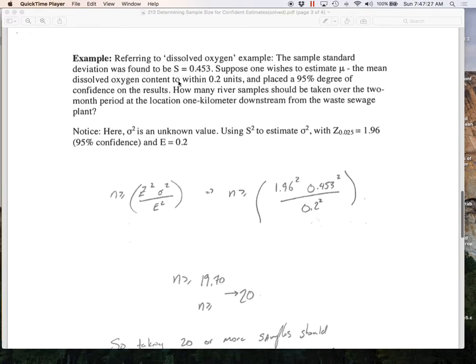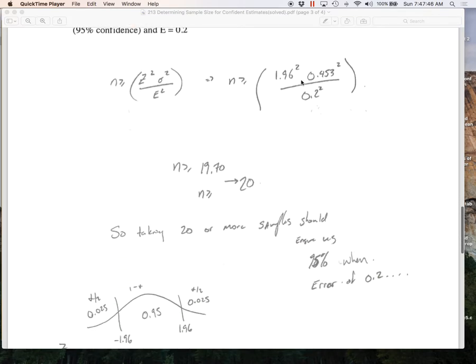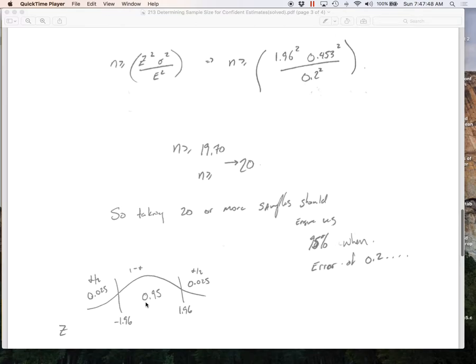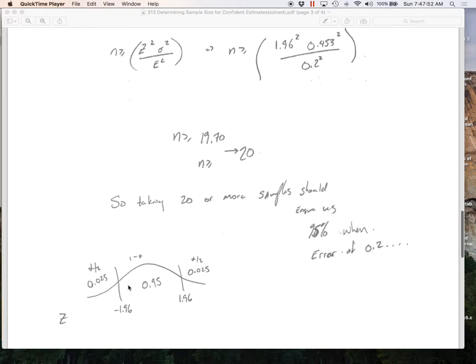Okay, so let's refer back to an example that we had before. Apparently the sample standard deviation was found to be this. Suppose we wanted to estimate an error of within 0.2 units. Okay, and we want to be 95% certain. So here we want to be 95% certain. It means there's 2.5% error to share on both sides.